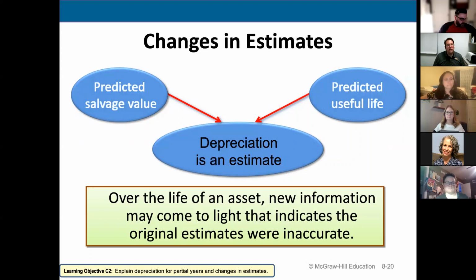Recognize that things like salvage value and useful life are estimates, right? Like we don't know for sure what we're going to be able to sell the asset for at the end of its useful life. We don't know for sure if an asset's only going to last 5 years, or if it might last 6, or it might break at 4. So these are just estimates. And so sometimes new information can come to light in the middle of it, and you may have to adjust your estimates from there.